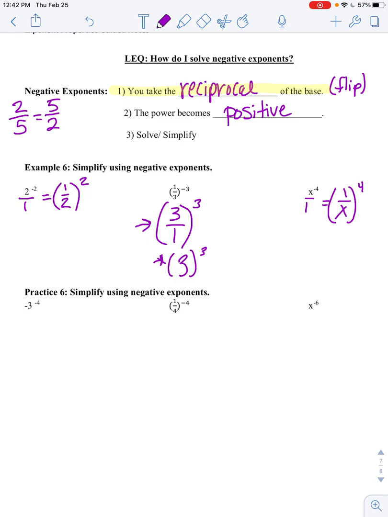All right, so let's take a look. We got negative 3 to the negative 4th. So we're going to put negative 3 over 1. Switch your numerator and your denominator to get negative 3 to the 4th.